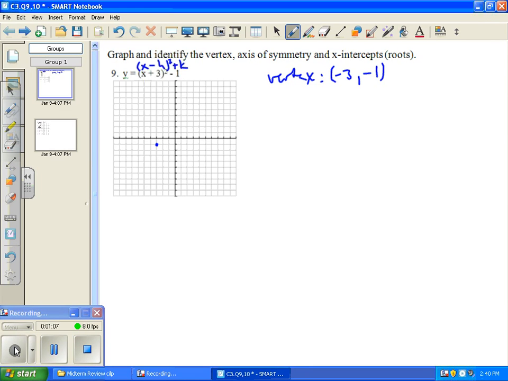Okay, so we also want the axis of symmetry, and the axis of symmetry is just that vertical line that goes through the vertex. And actually, once you know the x-coordinate of the vertex, you already know the axis of symmetry, because that's just x equals -3, because that's the equation of a vertical line.